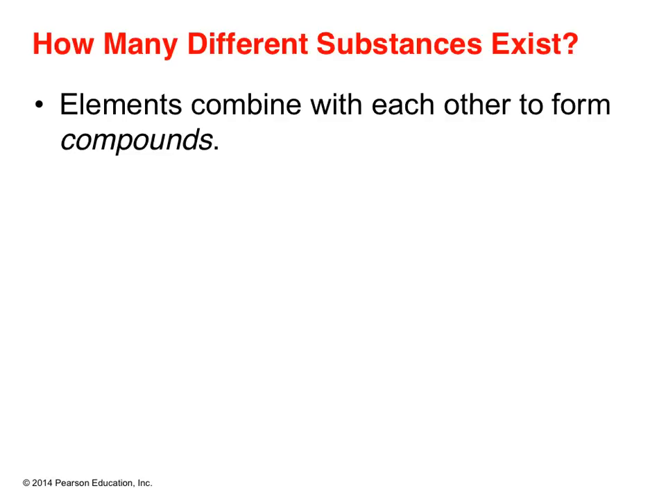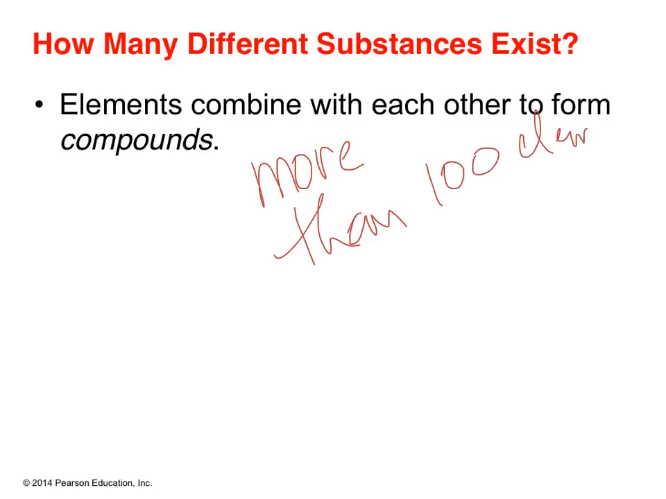On the periodic table, there are more than 100 elements. All these elements can combine in different ratios to form compounds. So, how many such compounds exist? Thousands and thousands of them.